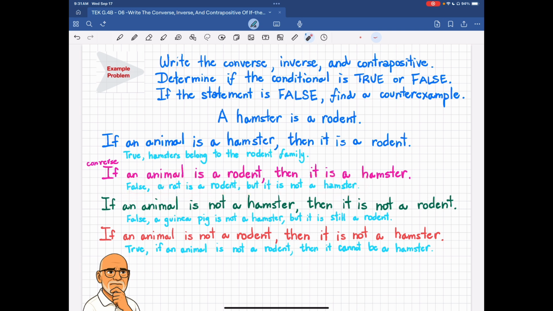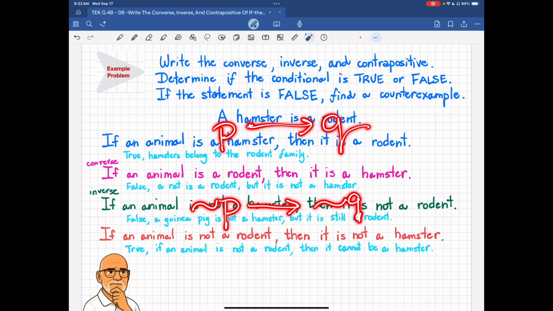So now let's move on to our third, which is our inverse. So our inverse is right here. Now, in order to create the inverse, what we do is we take our hypothesis and conclusion, and we negate the hypothesis and we negate the conclusion. So we turn it into not P, then not Q.